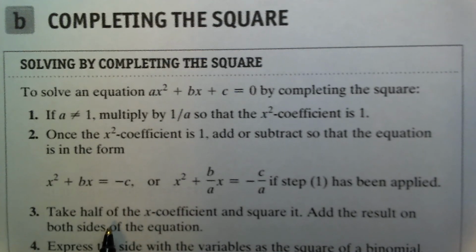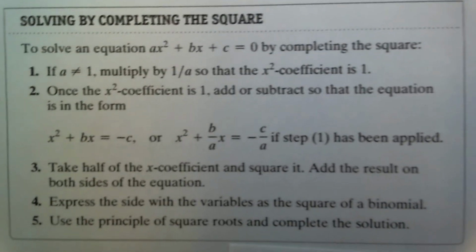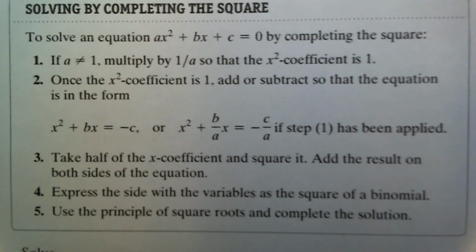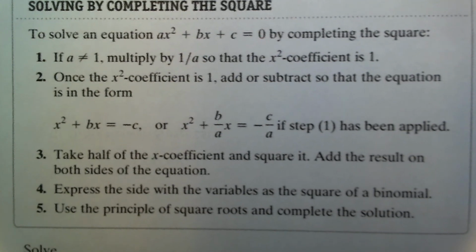Then take half of the x coefficient, that is this part here, and square it. Add the result on both sides of the equation. Then express the side with the variables as a square of a binomial, and then use the principle of square roots and complete the solution. That may seem a little complicated, but if we do some examples here, you'll see how it works.